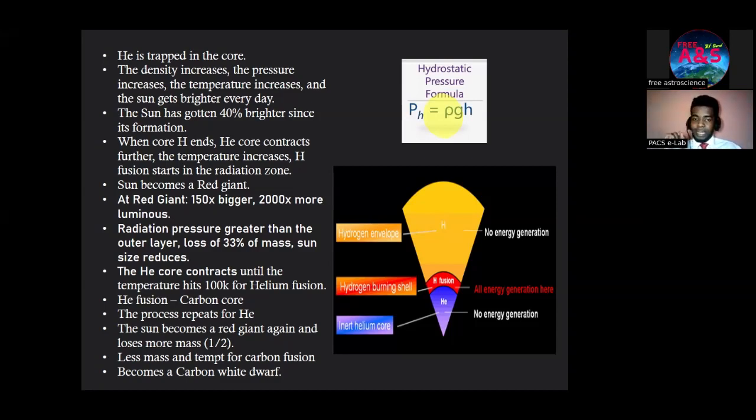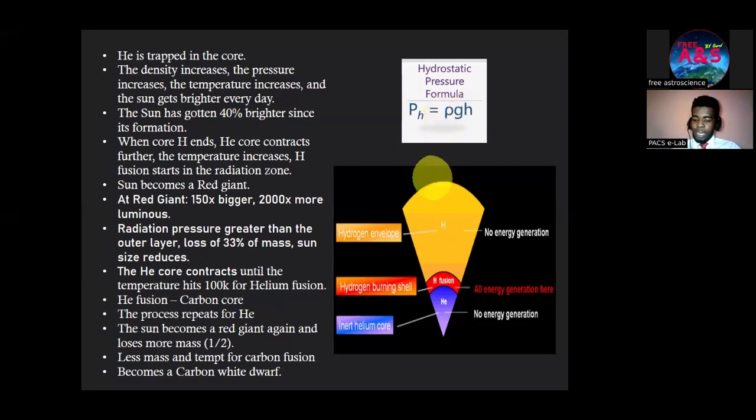So I want you to know that it is very important, because this is even more pronounced in the high mass stars. So now, when the hydrogen in the core is used up, it's all converted to helium. The helium deposit becomes bigger, so the core contracts, and pressure increases.